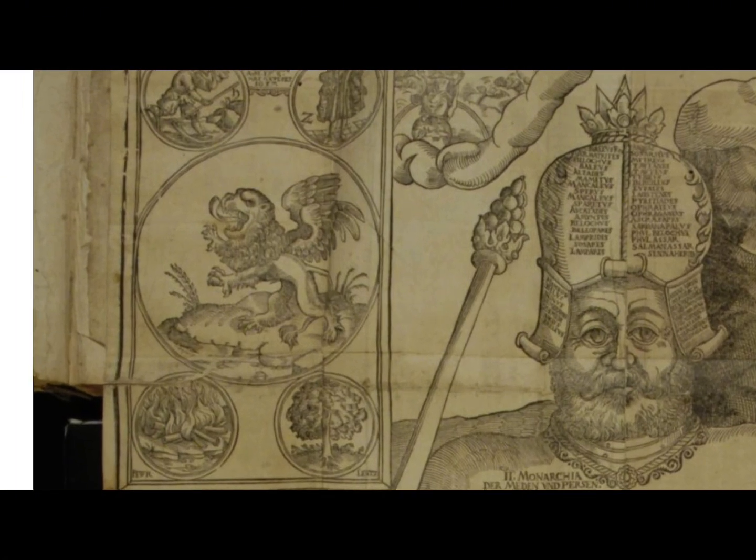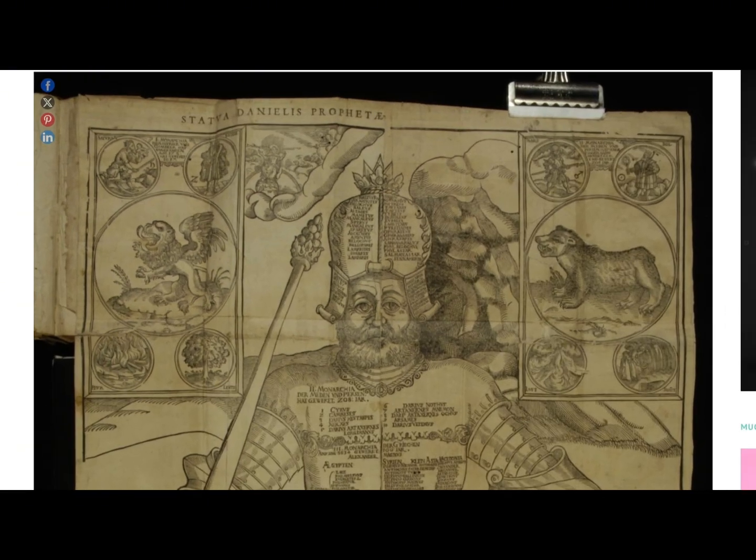So, for example, a lion could be tied to Babylon, a bear, Media-Persia, etc. They're all tied to different kingdoms. If there's a goat or a leopard, that's hinting at Greece. If there's an eagle, or something fragmented, that could be about Rome or its divisions. So different things in the image speak to different parts of the prophetic dream.